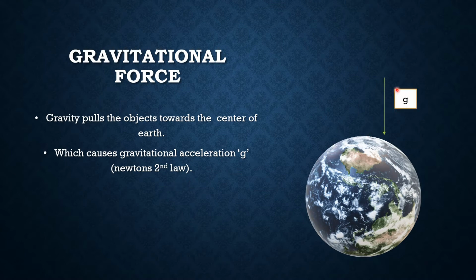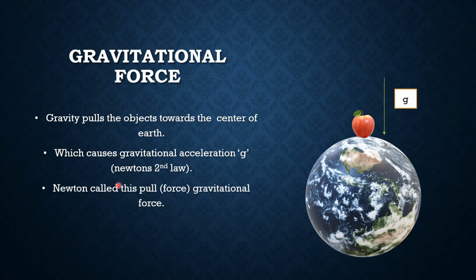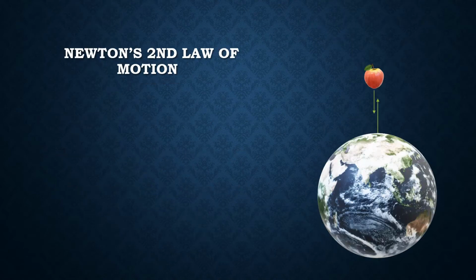g is gravitational acceleration towards the earth for freely falling objects. For example, the case of the apple that hit the head of Newton. Newton called this pulling force a gravitational force.